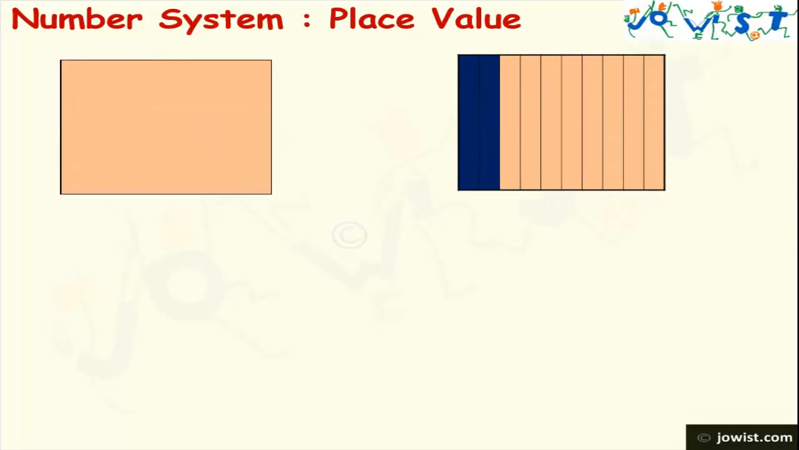Look at the following rectangles. This represents whole. And what about the second one? The one on the right hand side? This has 2 columns shaded blue. The whole is divided into 10 equal parts and 2 parts are shaded blue. So it is 2 by 10 or 2/10.